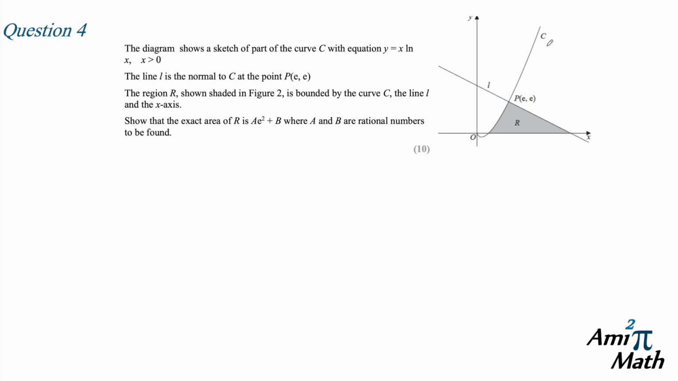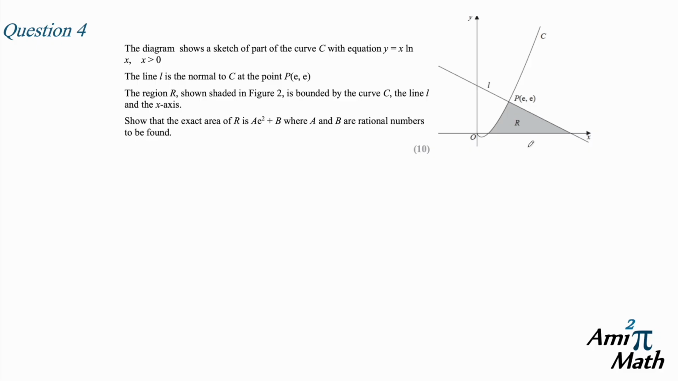Question number 4. The diagram shows a sketch of part of the curve C with the equation y equals x ln x, where x is greater than 0. The line L here is normal to C at the point P, e. The region R, shown shaded in figure 2, is bounded by the curve, the line L, and the x-axis. Show that the exact area of R is Ae squared plus B, where A and B are rational numbers to be found.